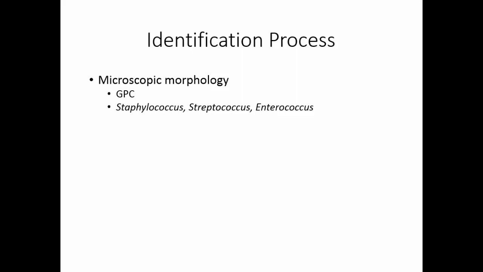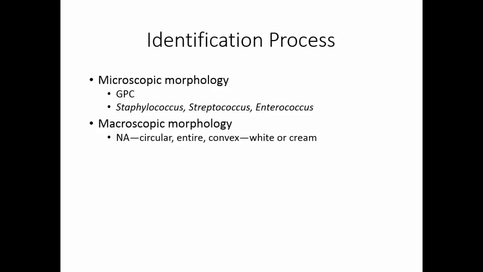As you begin the identification process of any organism, you always start with the microscopic morphology. In this case, Staphylococcus is gram-positive cocci. Once you know you're working with gram-positive cocci, there's a very short list of organisms you could possibly have: Staphylococcus, Streptococcus, or Enterococcus. The next step is to look at the macroscopic morphology.